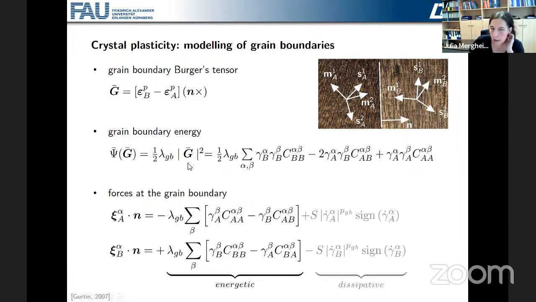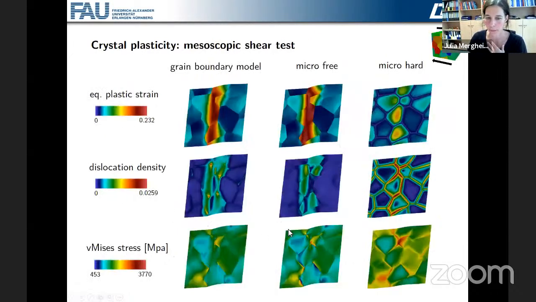In a way, it's like a penalty. So we penalize the jump in the plastic strains. Yeah? And all the other quantities here are just of geometric nature and contain the different vectors here. So by means of that, we can compute forces at the grain boundary, which then enter the microforce balance.